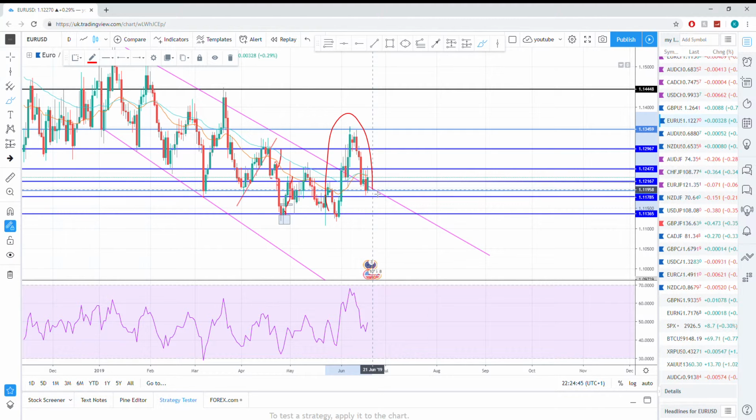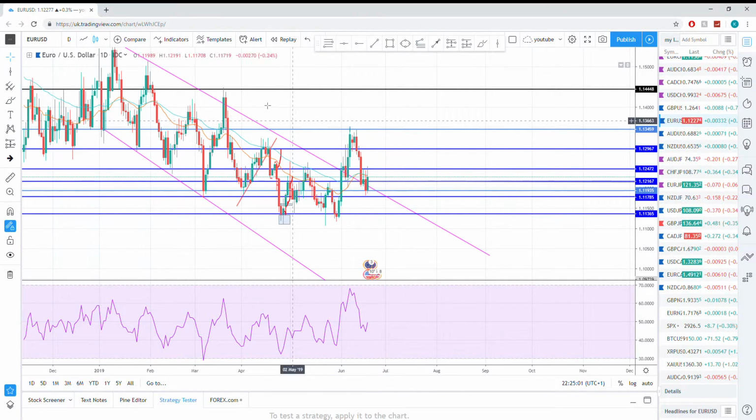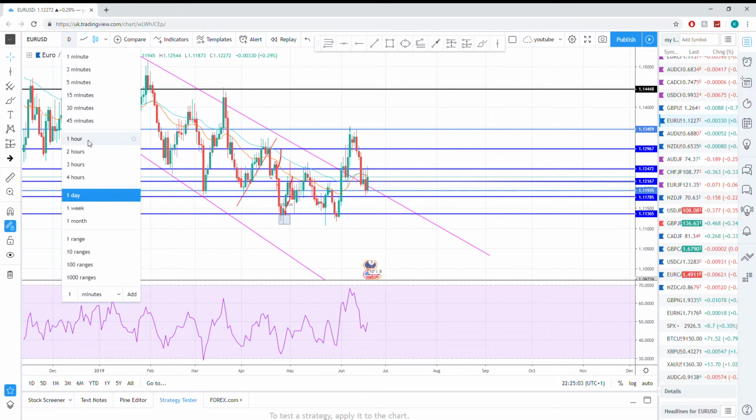So what I'm looking for on the long-term scale is something like that, where we can ultimately test another monthly key zone at 1.1448, but that will take some time for the price action to get there. So let's take it on the daily.